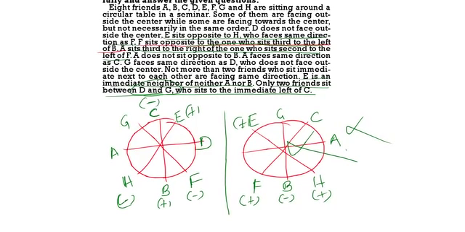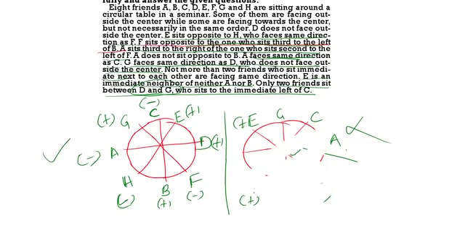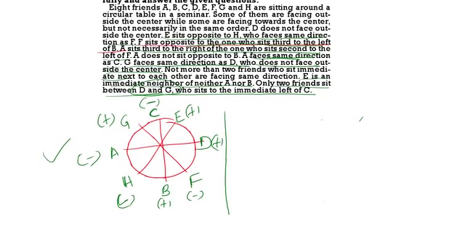Then G faces the same direction as D, who does not face outside the center. That means D is facing to the center. Also G is facing to the center. A faces the same direction as C. C is minus, so A is also minus. So this is the correct thing. So based on this we should answer the question. So this you can eliminate or remove. Now based on this you should answer the question.